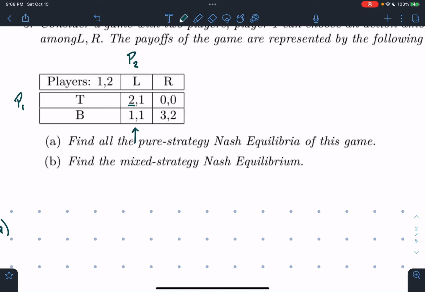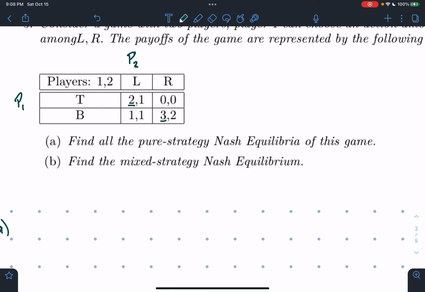Now suppose player 2 is playing R. Here player 1 would prefer to play B because they get a payoff of 3 versus a payoff of 0. So these are the best responses for player 1.